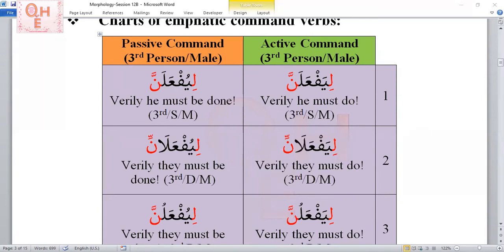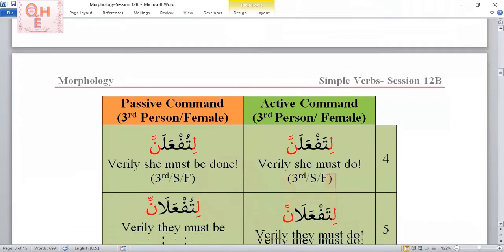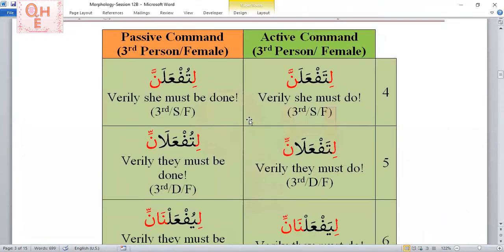Let's look into the third person female chart. The first word for the active, لِتَفْعَلَنَّ, verily she must do. The doer is a third person singular female. You can always pause the video to take a close look at the table, or you can take a look at the document that is posted in the description section.